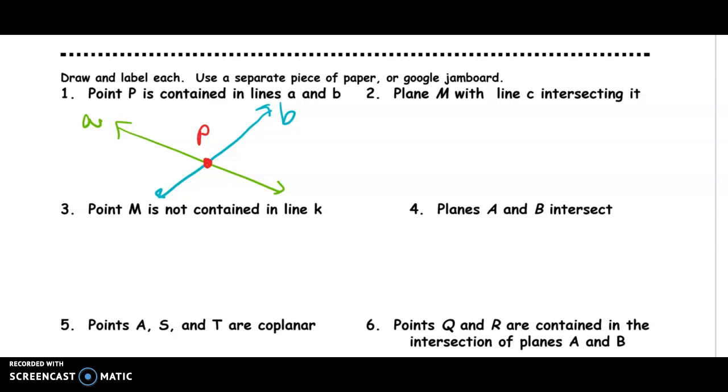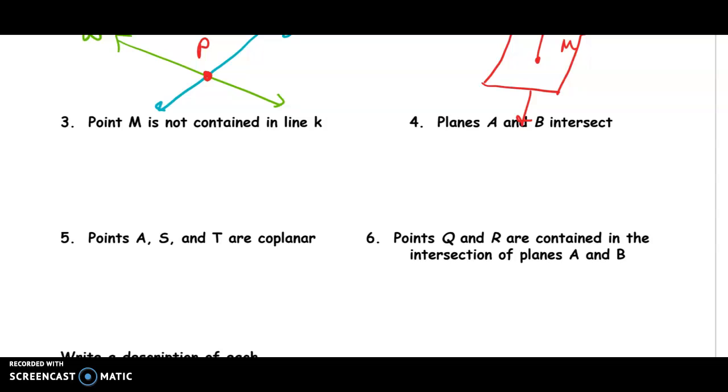Plane M with line C intersecting it is going to look something like this. So here's your plane M. And there's your line C. Point M, not contained in line K, means that you're going to draw line K, and then you are going to have point M off to the side.